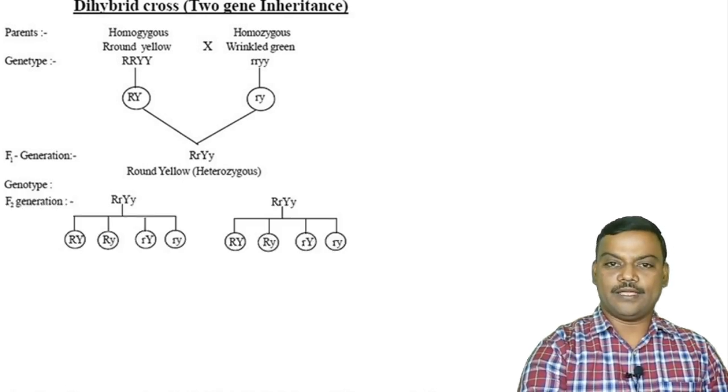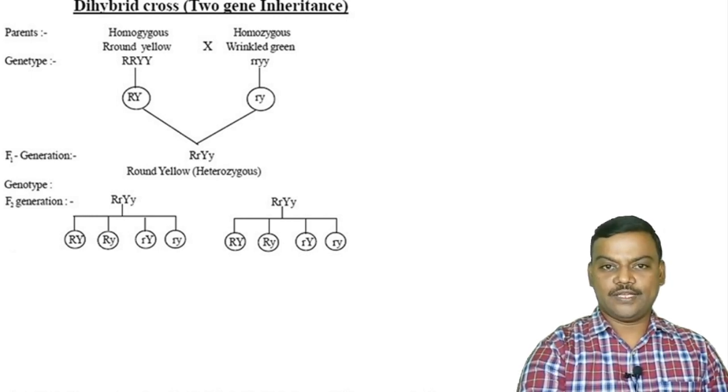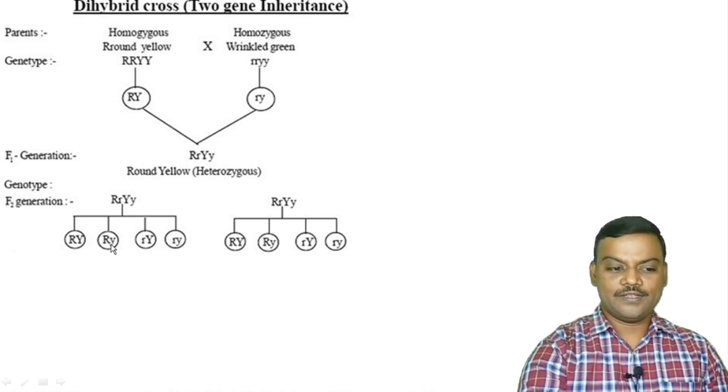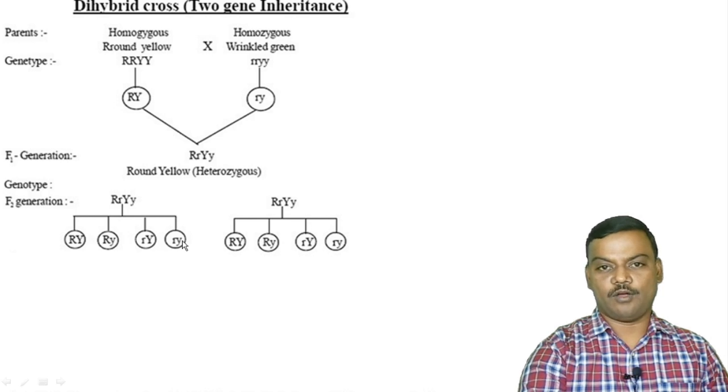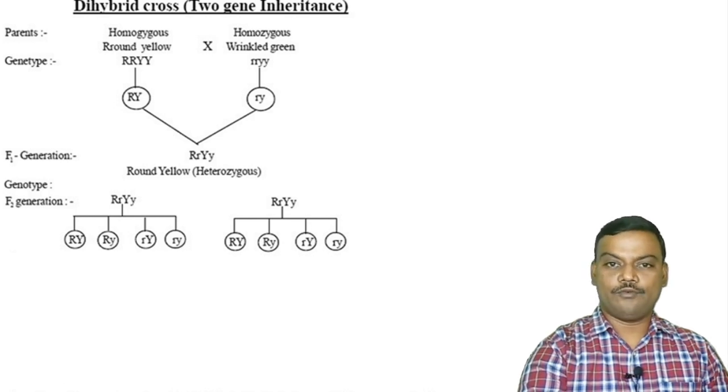Again, by conducting a cross between two F1 hybrids, because of the heterozygous condition, the F1 hybrid can produce four types of gametes. The first type of gametes are capital R, capital Y. The second type is capital R, small y. The third type is small r, capital Y. And the fourth type is small r, small y. So these are the four different types of gametes produced by the F1 hybrid.